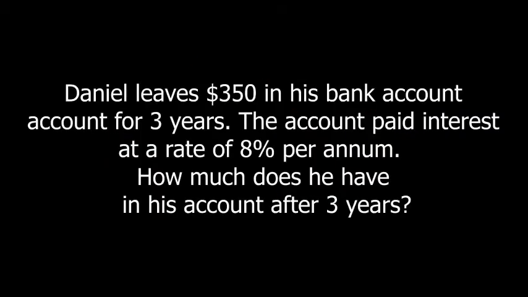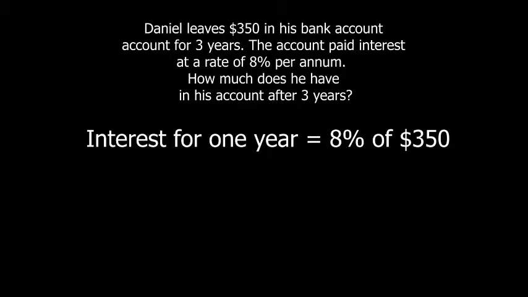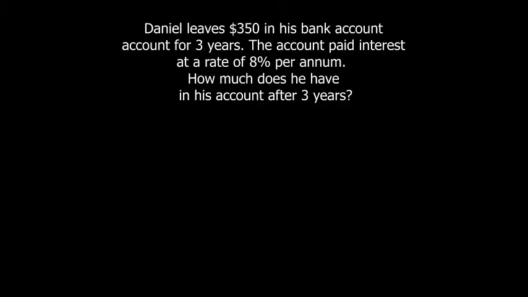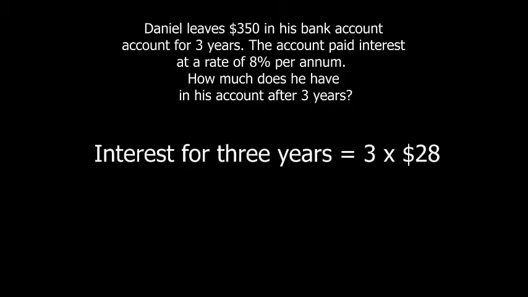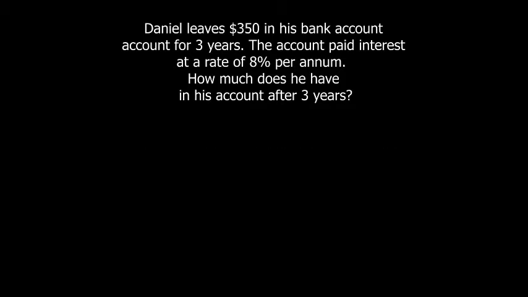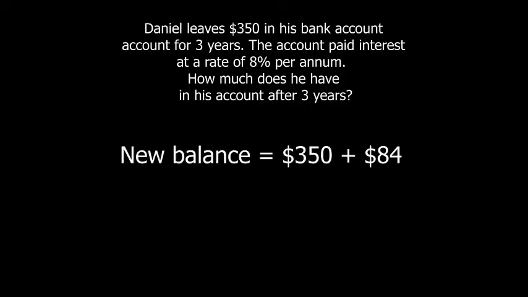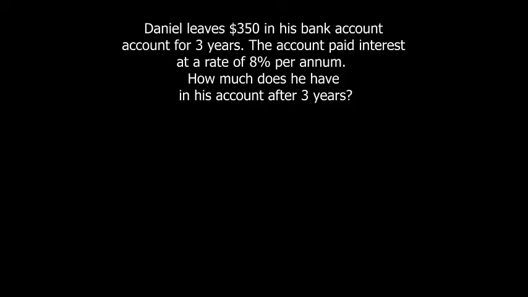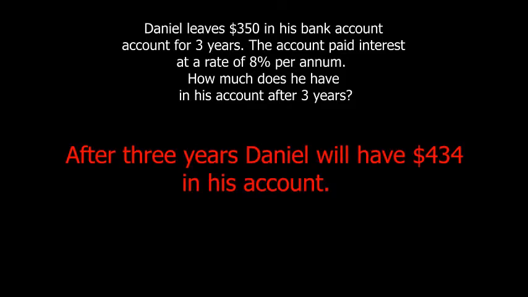Daniel leaves $350 in his bank account for 3 years. The account pays interest at a rate of 8% per annum. How much does he have in his account after 3 years? The interest for 1 year is 8% of $350, which is $28. Then to get the interest for 3 years, we do 3 times 28, which is $84. To get the overall new balance, we do $350 plus $84 to get $434. This is the amount Daniel will have in his account after 3 years.